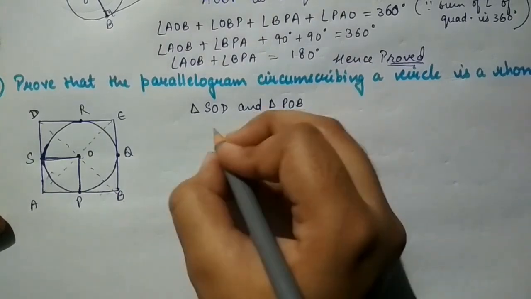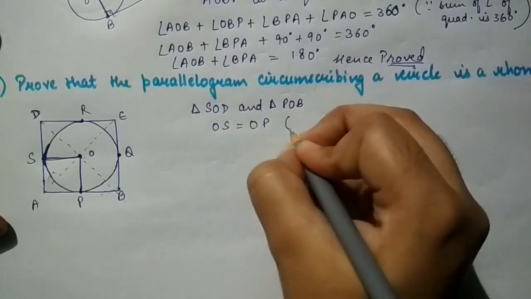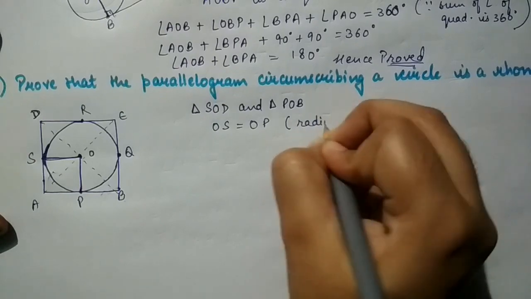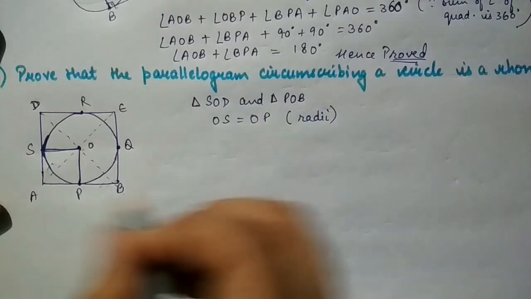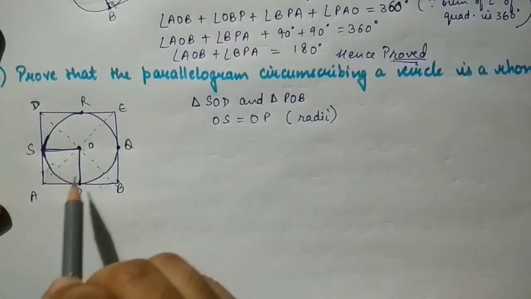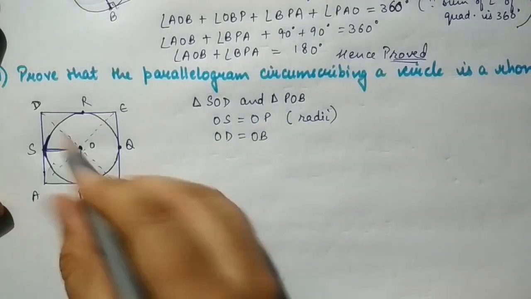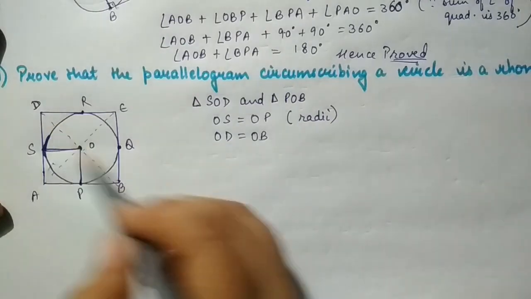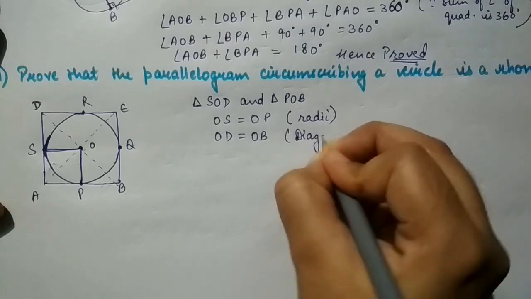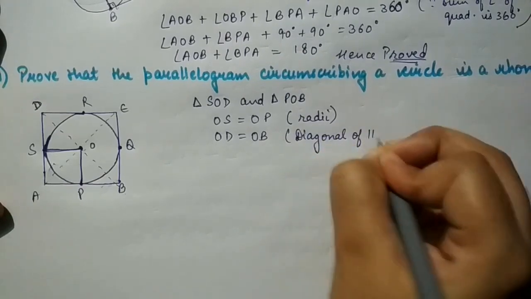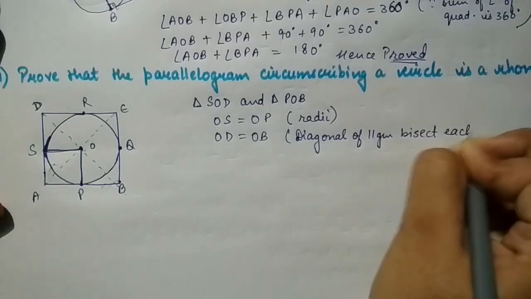How? You will say first of all OS is equal to OP, because they are the radii of the same circle, so the same radius. And what else can you say? You can say OD is equal to OB, because the diagonals of a parallelogram bisect each other. This is the reason.